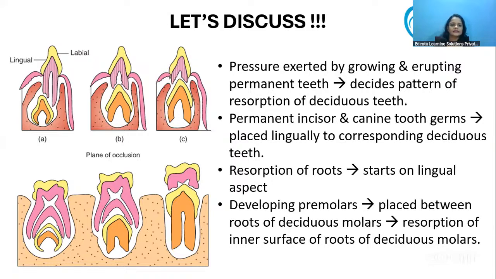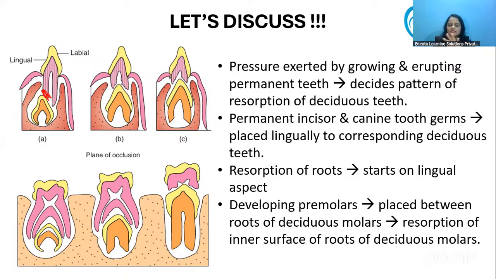If you look at the anterior teeth, the incisors and the canines, usually the permanent tooth bud will be seen at the lingual aspect of the teeth. The resorption will first happen in the lingual aspect of the deciduous teeth. So that's the usual pattern seen in the incisor region.